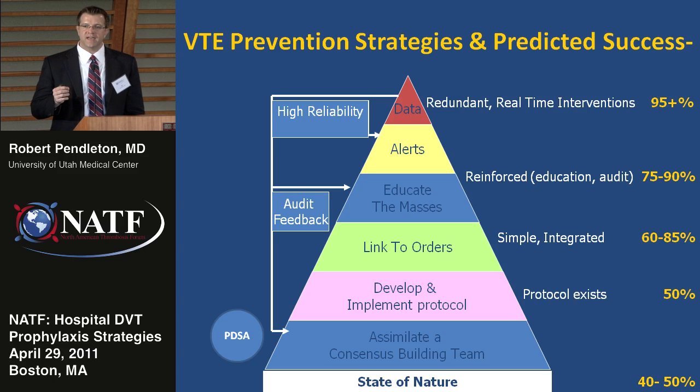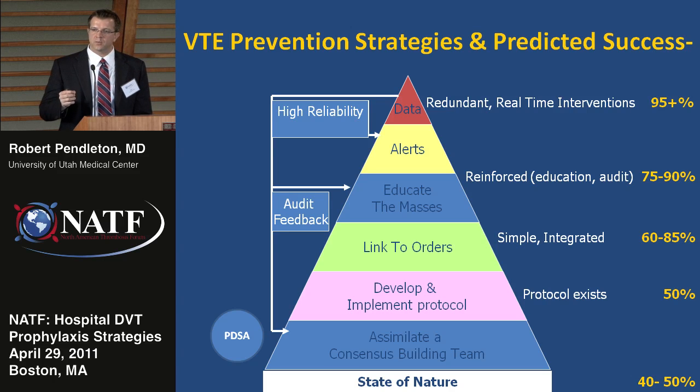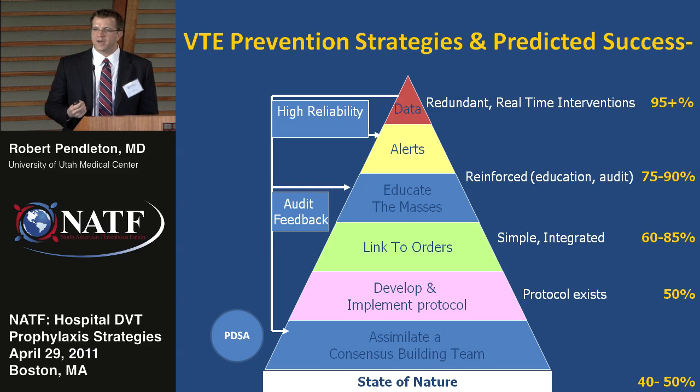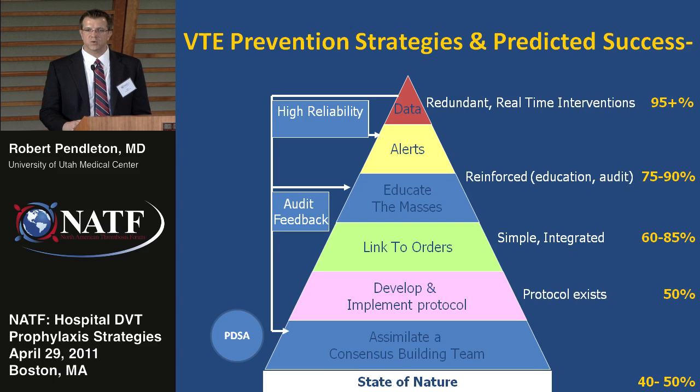But if we make that protocol simple and we integrate it at the point of order entry, we can move the needle up to prophylaxis rates of about 60 to 85%. If we combine that with other QI methods such as audit feedback, sharing data, educating the masses, we can improve prophylaxis rates up to about 90%.